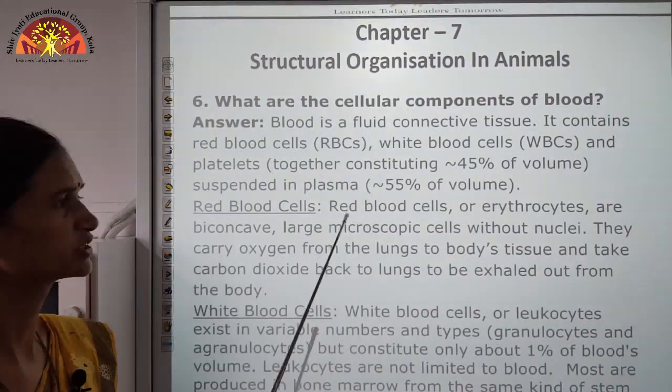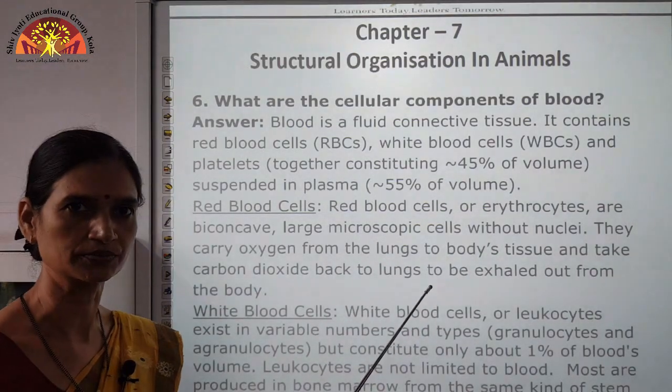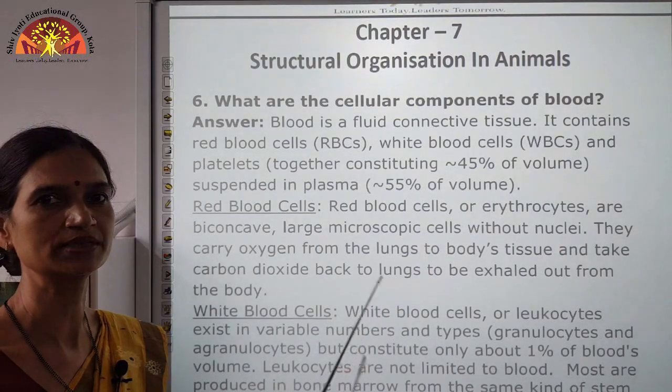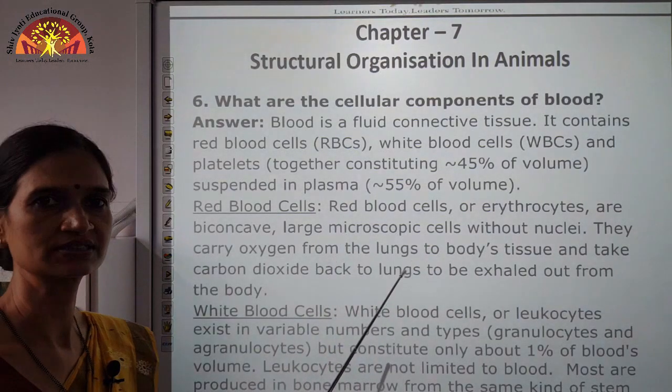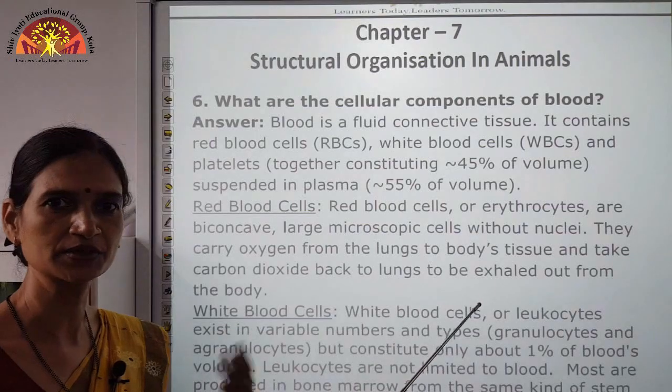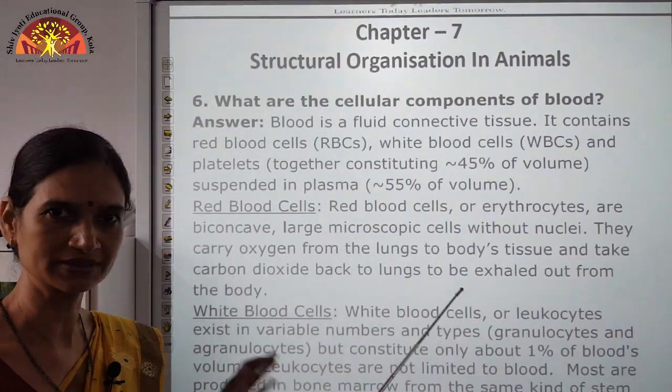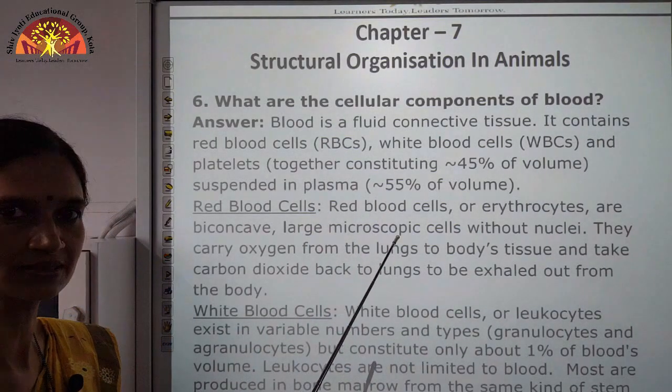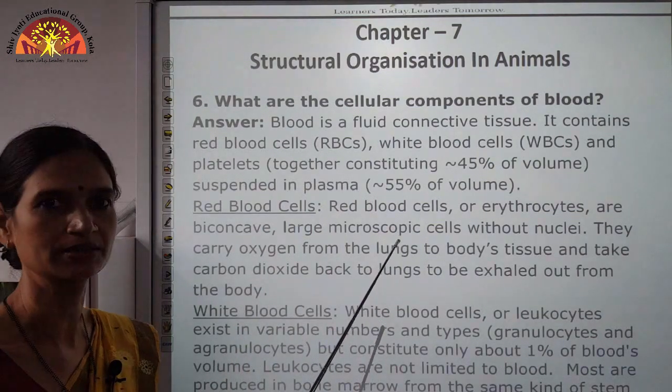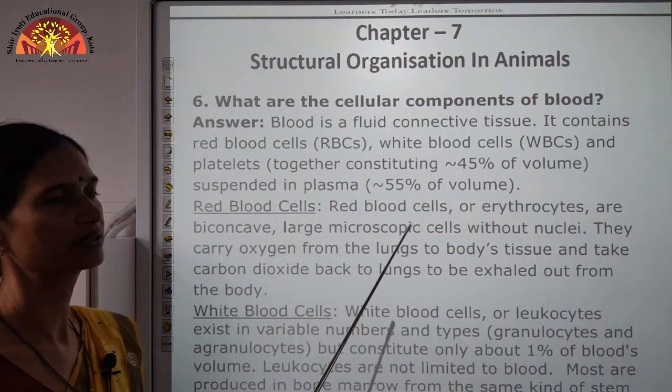So children, for question answers open page number 122. Actually the exercise is starting from page 121, but we are going to discuss only few questions because some of the questions are being removed along with the deleted portion. तो जो questions हम discuss कर रहे हैं उनमें से we are starting with question number 6. What are the cellular components of blood?